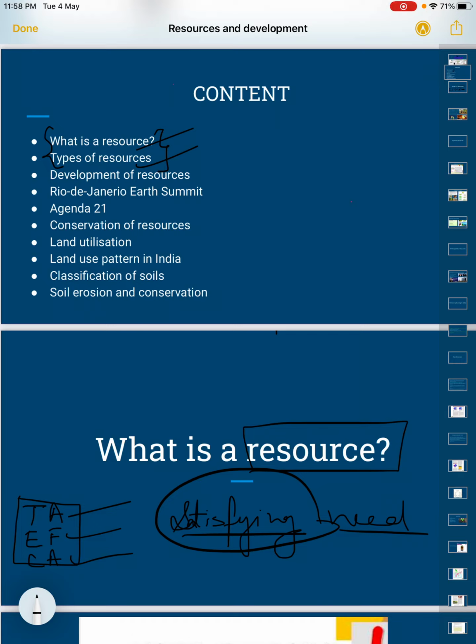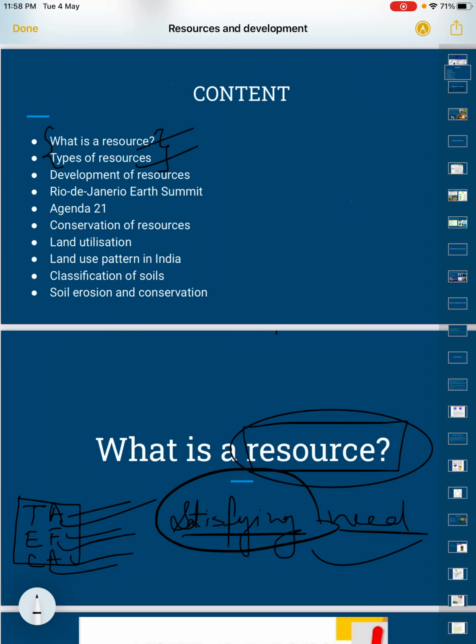So what is a resource? A resource is something which is present in our environment and it satisfies our needs, as well as it is technologically accessible. We have the technology to access that particular resource. Economically feasible, that means we have enough economy to invest in and extract that particular resource, and after extracting, it should be worth investing that much amount of money. And it should be culturally acceptable to us so that we don't find it bad in using that.